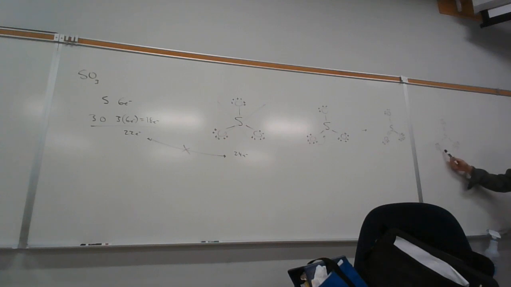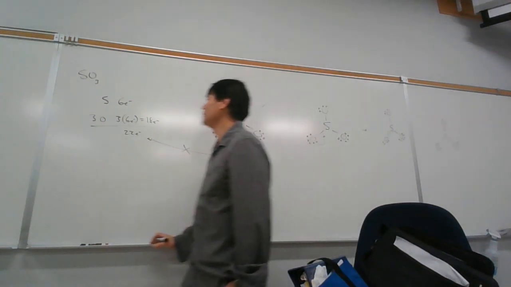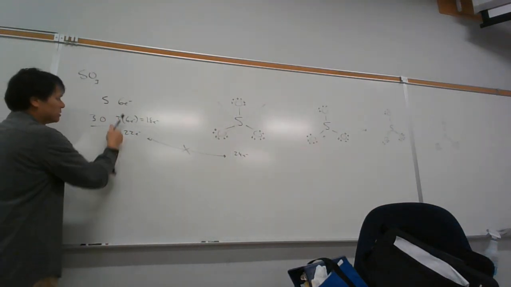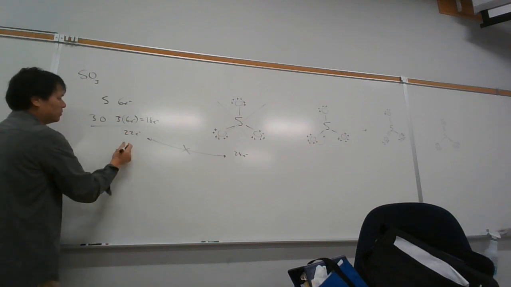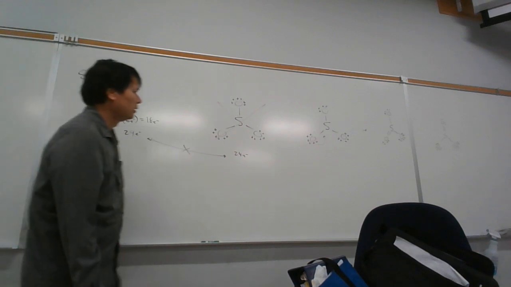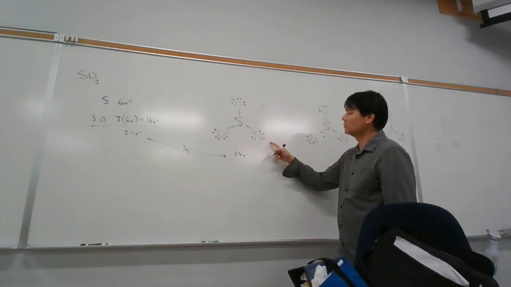All right, let's count the electrons here. 2, 4, 6, 8, 10, 12, 14, 16, 18, 20, 22, 24. I think it should be 24 total. Oh, yeah. I miscounted the electrons here. 6 and 18 is not 22. 6 and 18 is 24. And so this one was okay.